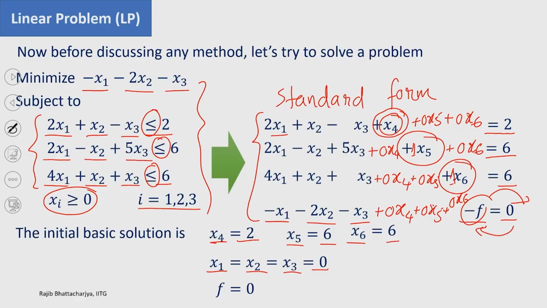So, this is one feasible solution anyway. The objective function value is 0 here. But this is just one of the solutions. It is not the optimal solution, but we can say this is an initial basic solution, or initial basic feasible solution.